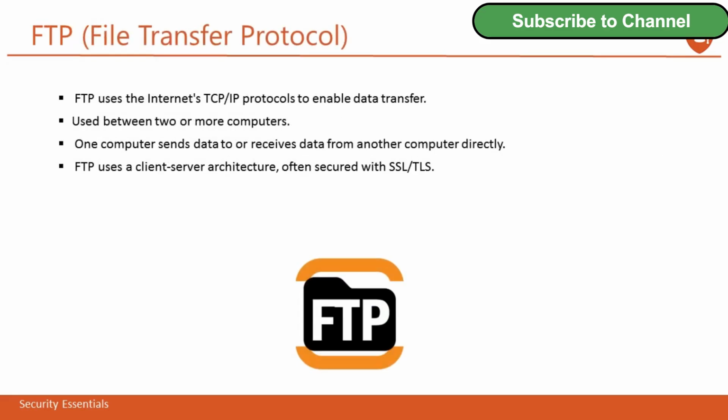Next is FTP, File Transfer Protocol. So FTP uses the internet TCP/IP protocol to enable data transfer. This is used between two or more computers. One computer sends data to or receives data from another computer directly. FTP uses a client-server architecture, often secured with SSL/TLS. When we are using FTPS, then we are using secure communication. When you are transferring a file, you are using the FTP protocol.